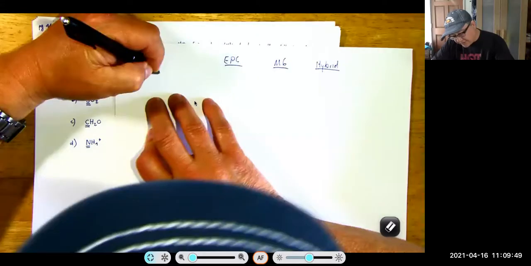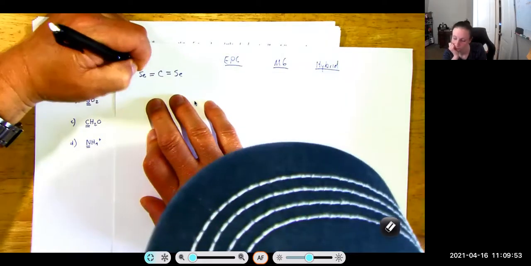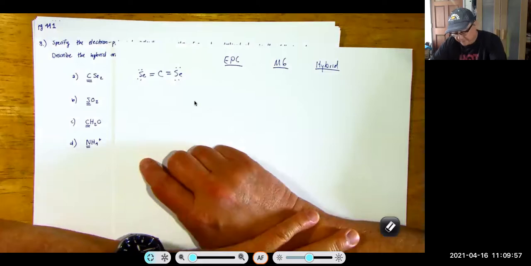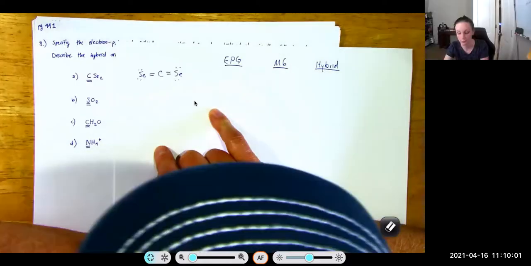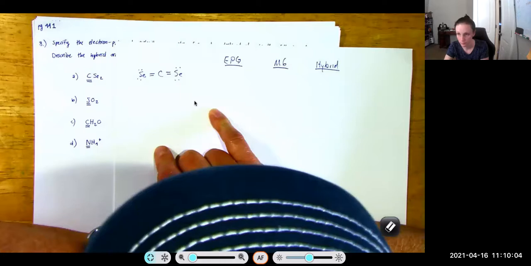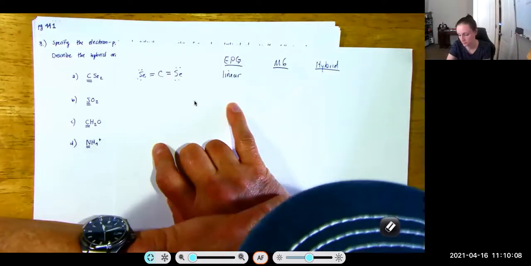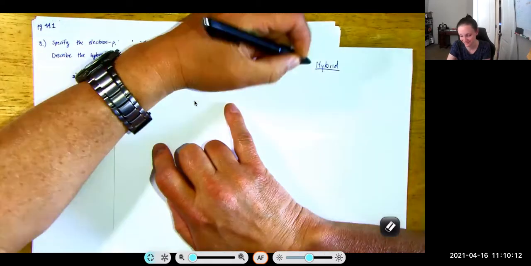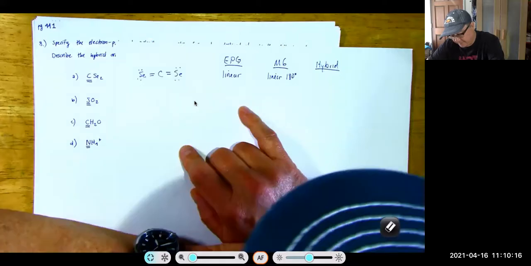16. So I can see the writing on the wall. It's going to look like this. So we got linear. Does that make sense? Oh, yeah. So what's the EPG? Linear. What's the MG? Linear. And what are the angles? 180. What's the hybridization? sp.